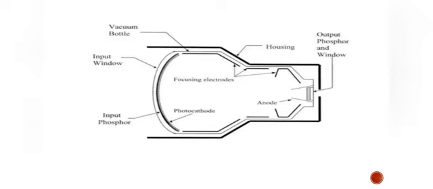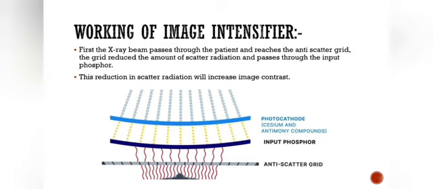And this image is the outline view of the image intensifier. In this we can see the parts of the image intensifier: the input window, input phosphor, photocathode, focusing electrodes, anode, output phosphor, and we also see the dark black line, which is called the housing, the outermost layer of the image intensifier. So now we can see the working of the image intensifier.